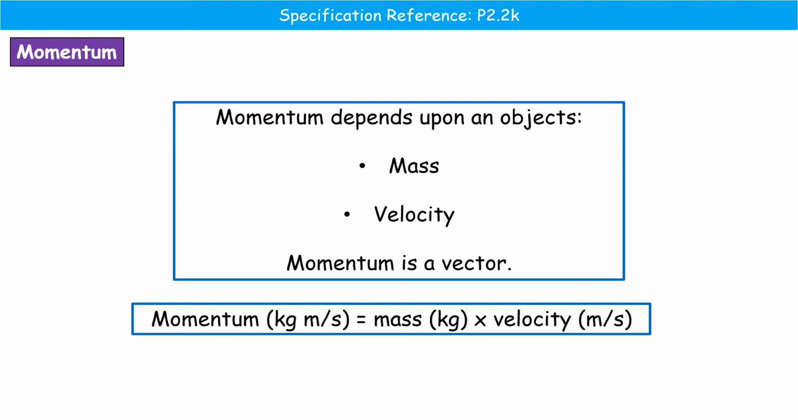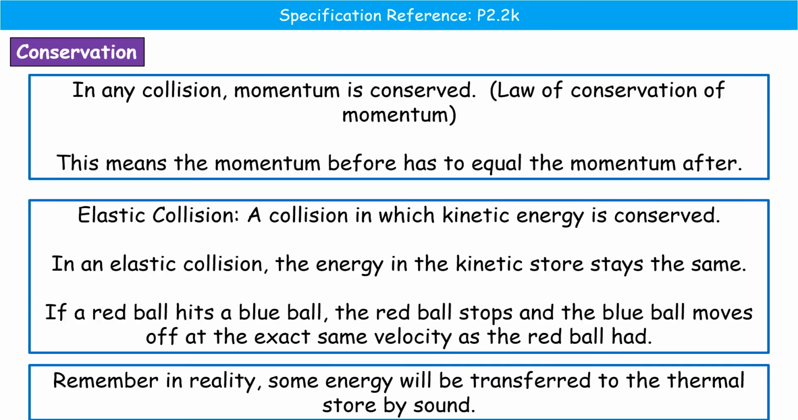So what we can see is our little formula at the bottom. Momentum is the mass times velocity. So what do we need to look out for? We need to look out for the mass being given to us in grams in the question. If it's in grams, convert to kilograms first, then substitute into our formula.